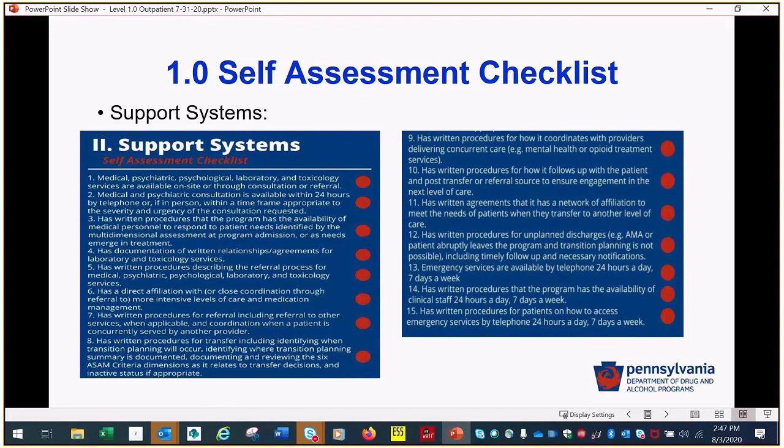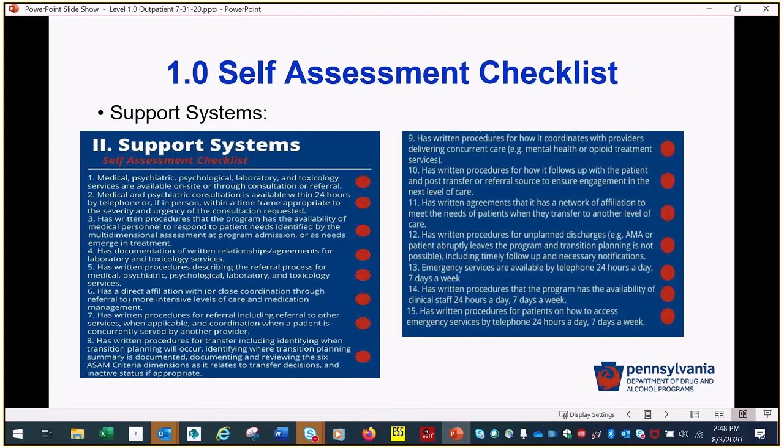There are 15 characteristics to self-assess under the heading of support systems. Although the checkbox on the slide appears in 2 segments, this is so we could fit it on the screen. In the document, this and other assessment checklists appear as a single box. Many of the 15 assessment points under support systems have to do with policy and procedures for collaborative care or referral for services.